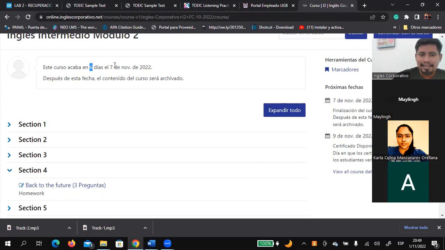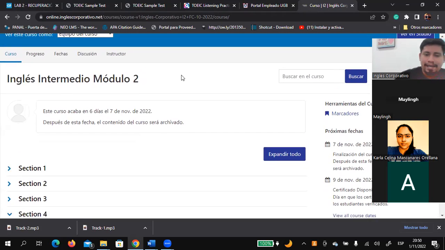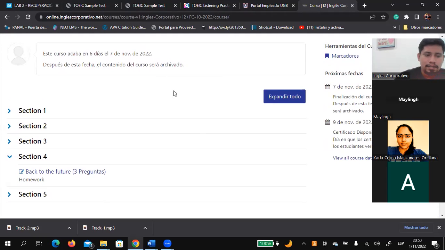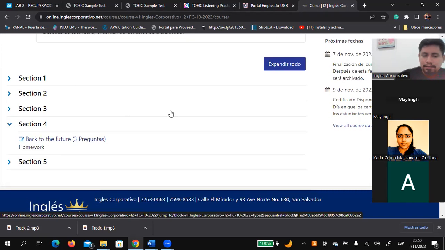We must complete the courses. What I mean is the exercises here in the platform before Friday, okay? You must have at least 80%, if not 100%, right? But you need at least 80% in order to request your diploma later. That's mandatory if you want to go to the next module, module 3, I guess, Inglés Intermedio Módulo 3. So this is just information we're going to find there in the platform.